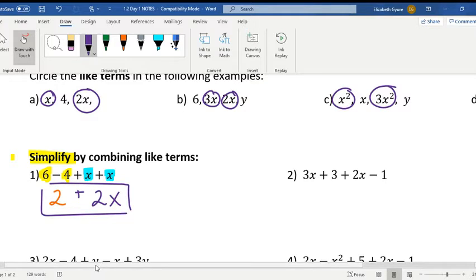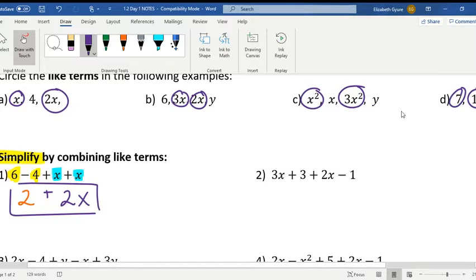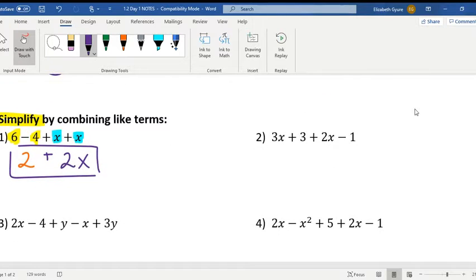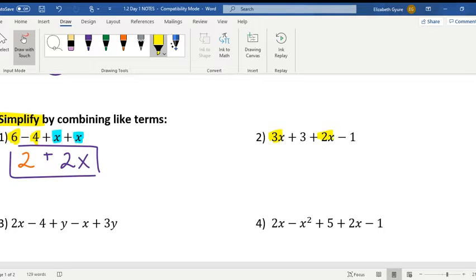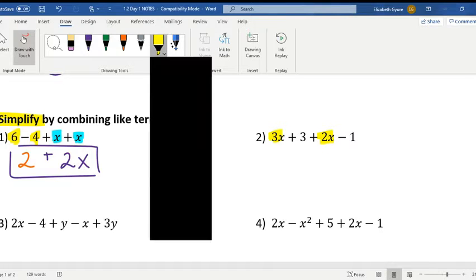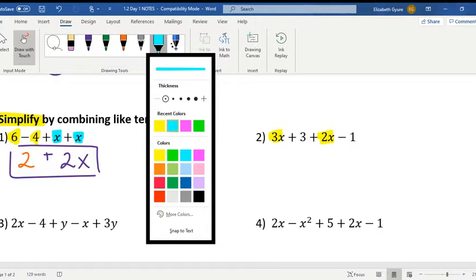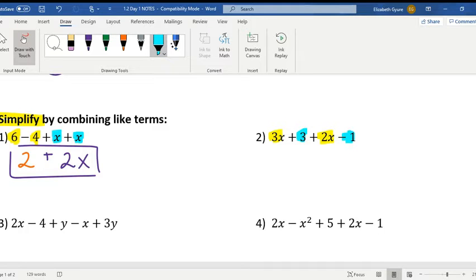All right, so look at number 2. Where do we see some like terms in number 2? Okay, we got a 3x and a 2x. Where else? Yeah, we got a 3 and a -1.